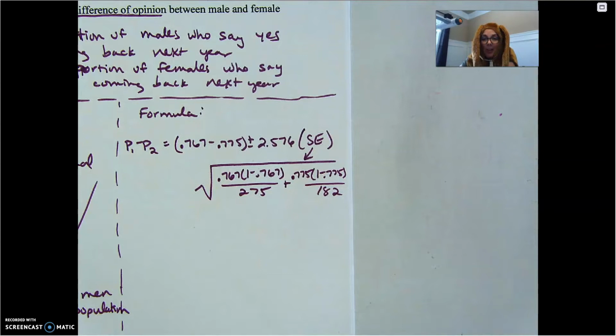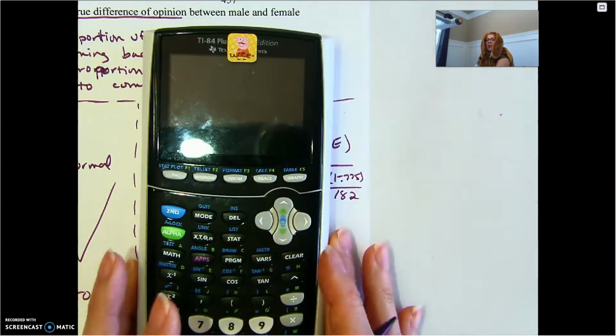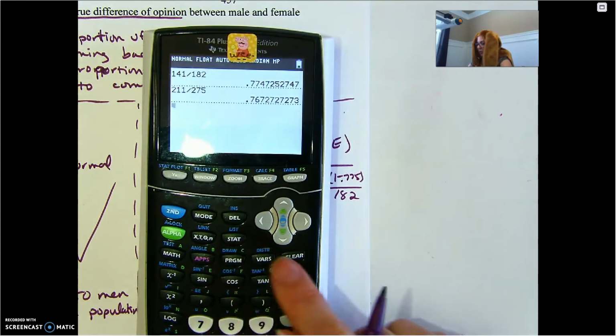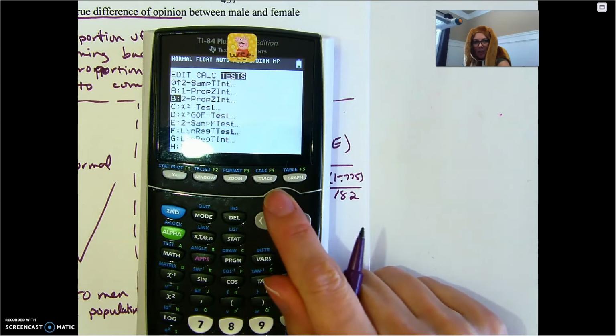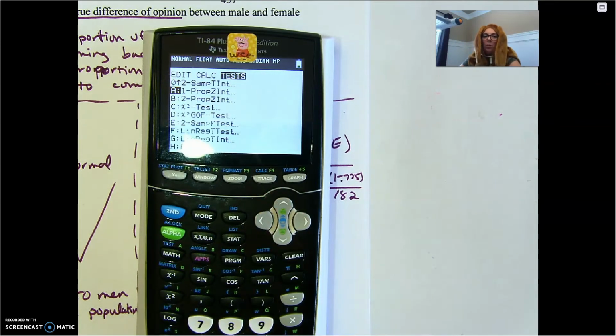Ta-da! Typing that into the calculator, I'm not going to do it like that. The TI has it programmed in Stat World. So grab that calculator and head on over to Stat World Tests, and you're scrolling. A would be for one proportion, but we clearly have two, males and females. So I'm going to go down to B, 2-PropZInt.